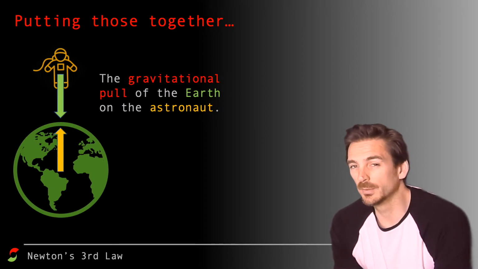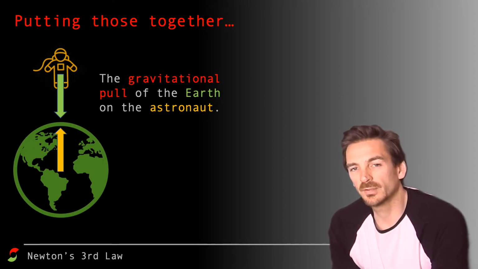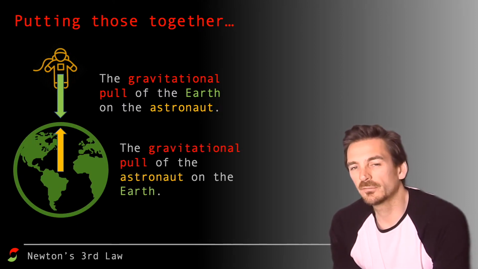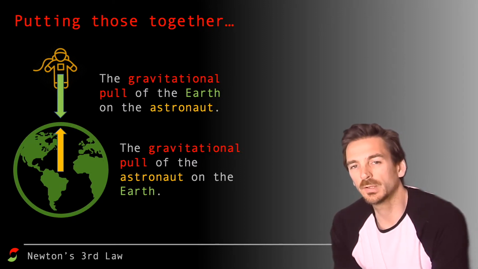Well, it's going to act up because it's got to be in the opposite direction. It's in the same plane, it's the same magnitude. To help me identify what it is, I can rewrite that sentence, but just swap the two objects around. So now I've got the gravitational pull of the astronaut on the Earth. So the astronaut is pulling the Earth up by exactly the same force that the Earth pulls the astronaut down.